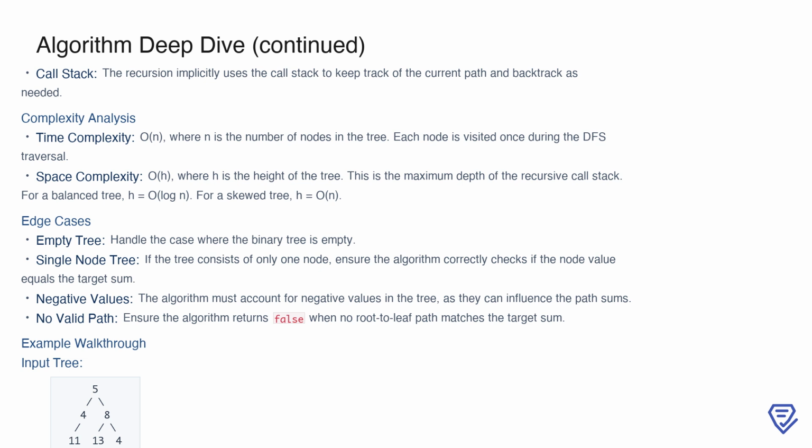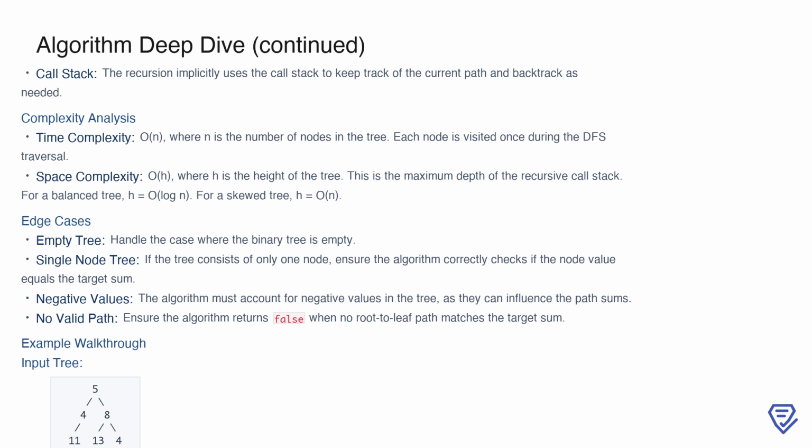There are also several edge cases to consider. For instance, the algorithm must handle an empty tree, where the output should be false. If the tree consists of only a single node, we check whether that node's value equals the target sum. Additionally, the algorithm must support trees with negative values, as they can influence the path sums.